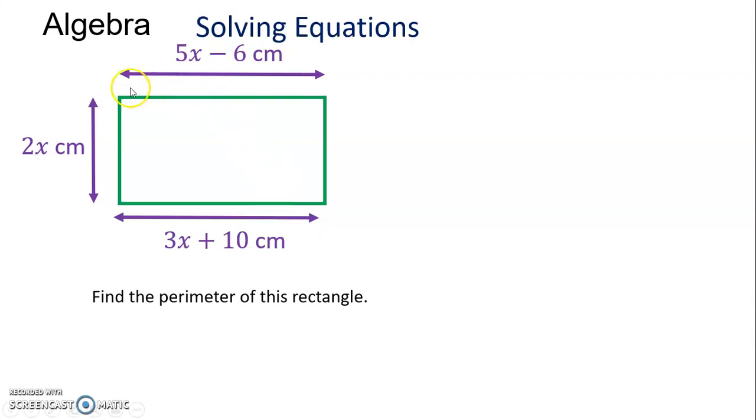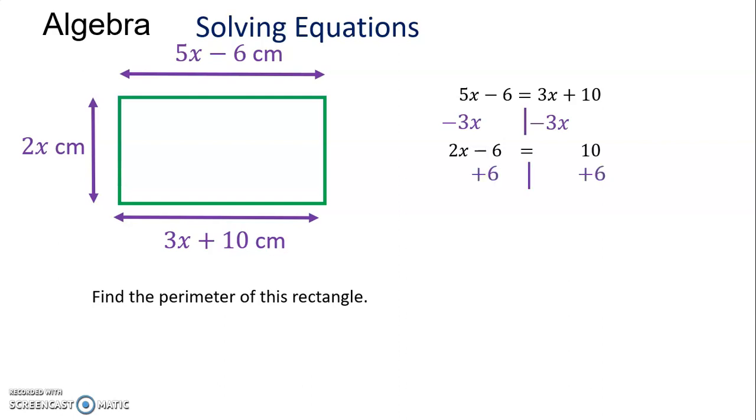So in this case, I know that this length must be equal to this length. So 5x subtract 6 must be equal to 3x add 10. And that's where my equation comes from. So now that I've set up that equation, I can solve it and find a value for x. So here I'm going to subtract 3x from both sides so that I get 2x subtract 6 is equal to 10. And then I'm going to add 6 to both sides so that I get 2x is equal to 16. And then finally divide both sides by 2, so x is equal to 8.